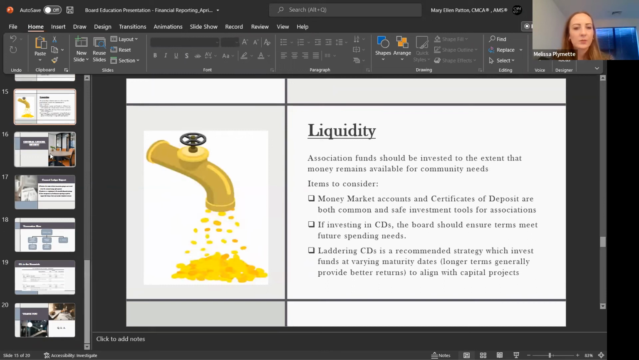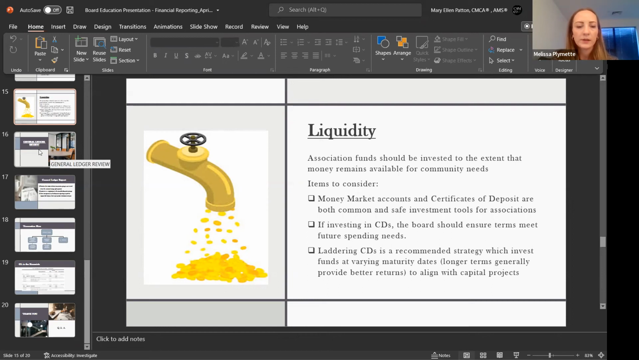So the last point that I just wanted to touch on with cash management is liquidity. While investing in the association's funds is important, the investments should align with the community's needs. I would say that money market and CD accounts are both very common and safe investment options for communities. If the association chooses to invest in CDs, though, it's important to have a sense of future spending needs so that funds aren't tied up in CDs when the association needs them. While you can withdraw a CD early, of course, there are usually penalties associated, which tends to negate the investment itself.